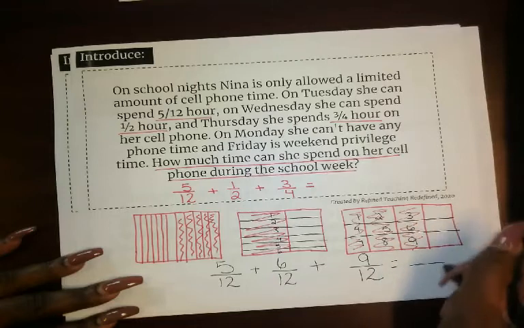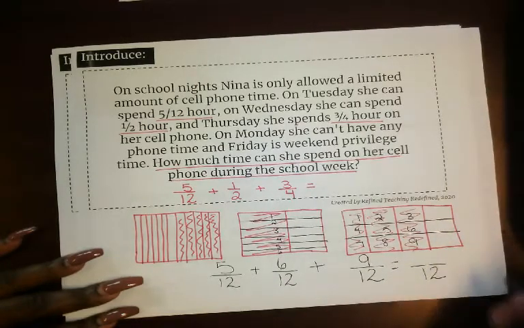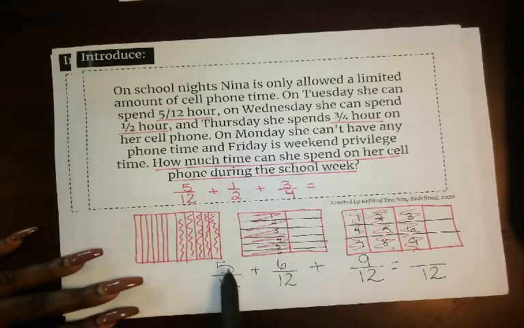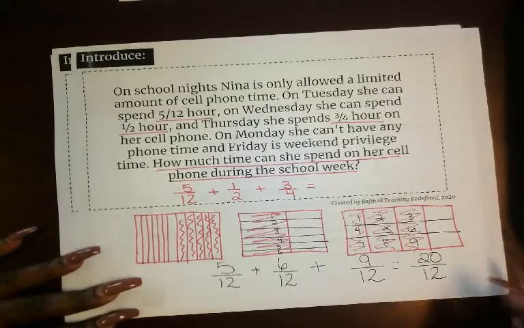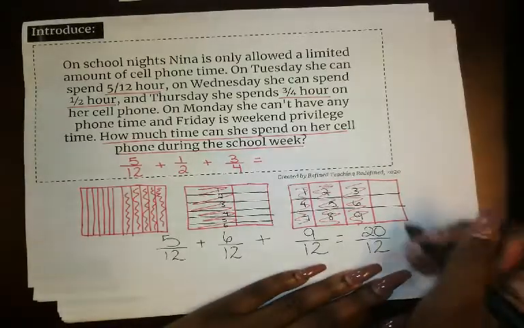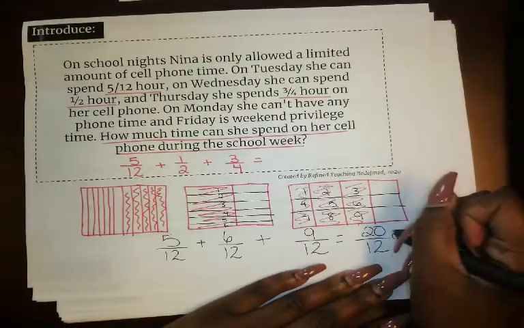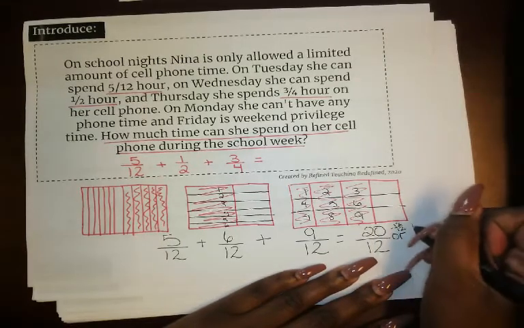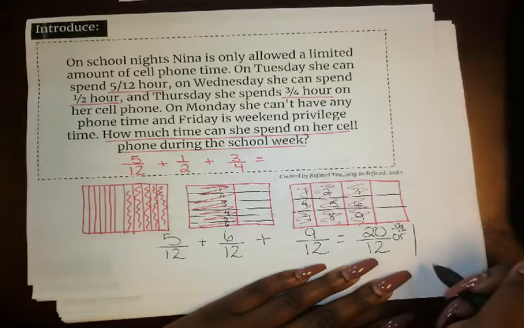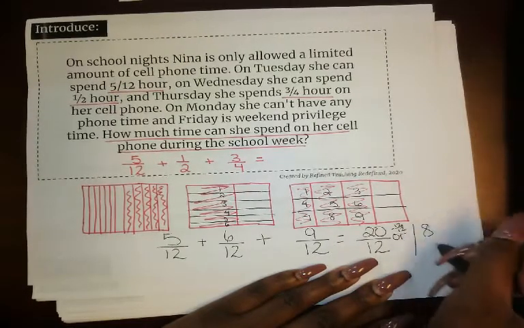And like before, we're going to add our fractions together now that they have the same denominators. And then we're going to add our numerators. So 5 plus 6 is 11. And then 11 plus 9, 20. So we have 20/12. Or we can also change that into a mixed fraction, because we talked about taking a whole away. So we can take that whole of 12/12 away, and that becomes 1, and that leaves us with 8 remaining 12ths.